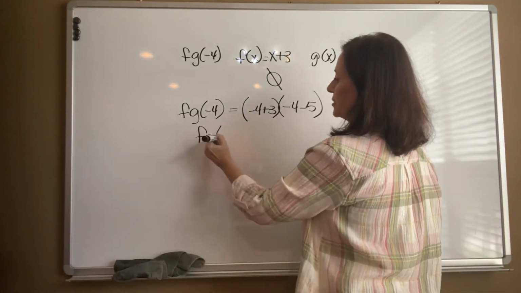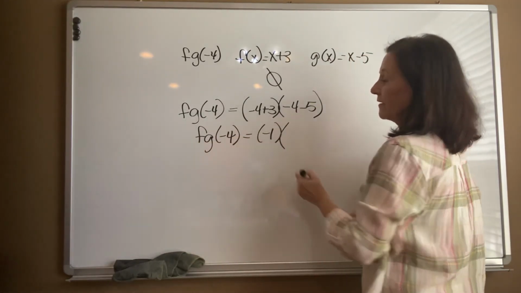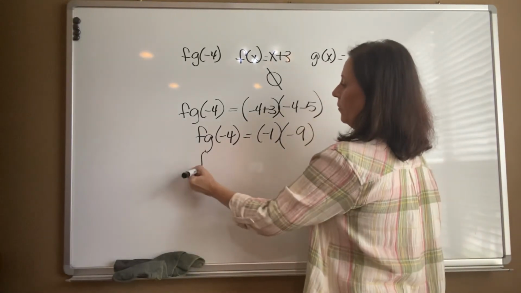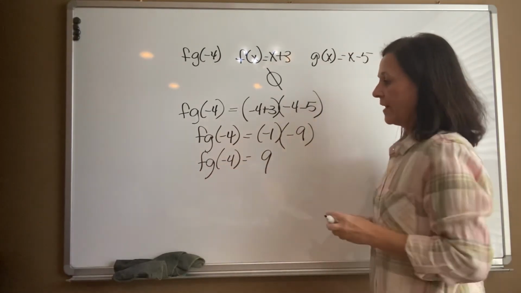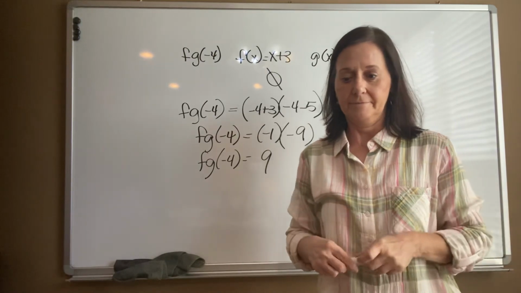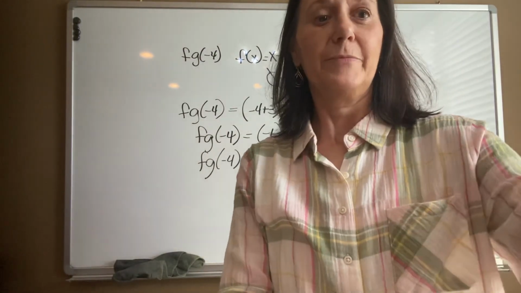So f times g of negative 4 is negative 1 times... negative 4 minus 5 is negative 9. When I multiply two negatives, I get a positive. So f times g of negative 4 is 9. Okay, work your 3 practice problems.